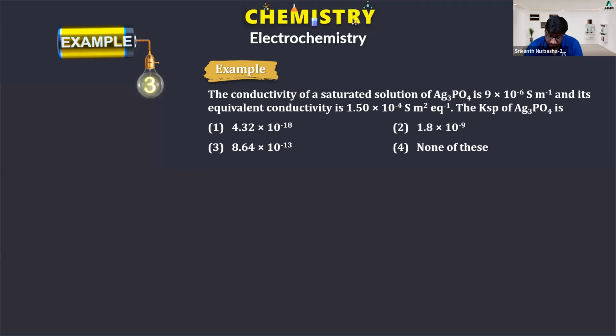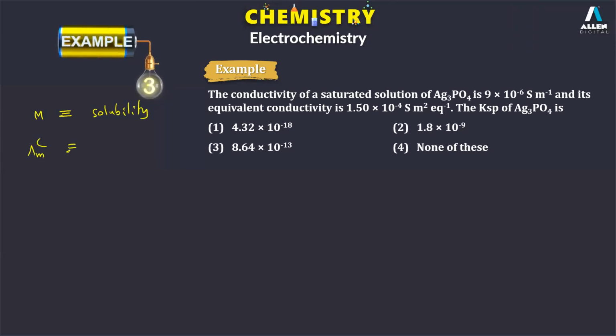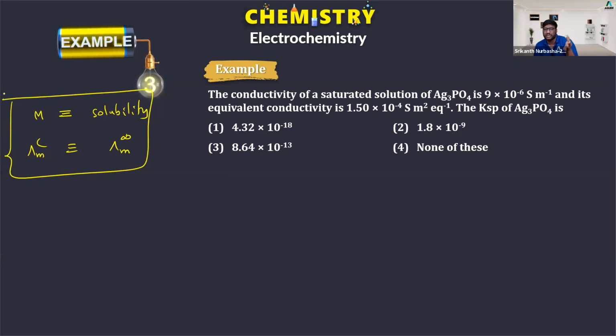Equilibrium, electrochemistry. Next question: the conductivity of saturated solution of Ag3PO4 is 9 into 10 power minus 6 Siemens per meter, and its equivalent conductivity is 1.5 into 10 power minus 4. They were finding Ksp. Whenever I replace molarity with solubility, what do you have to approximate? Molar conductance at any concentration as molar conductance at infinite dilution. That is a condition, because for a saturated solution of a sparingly soluble salt, the saturated solution is obtained only when the solvent is taken in excess.